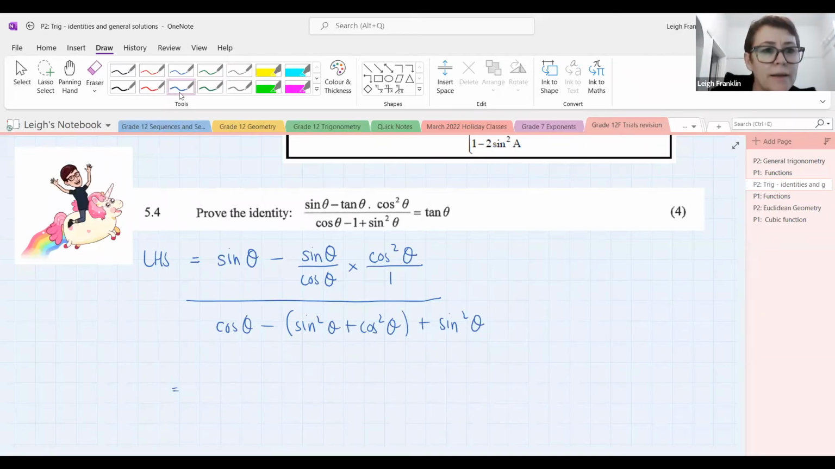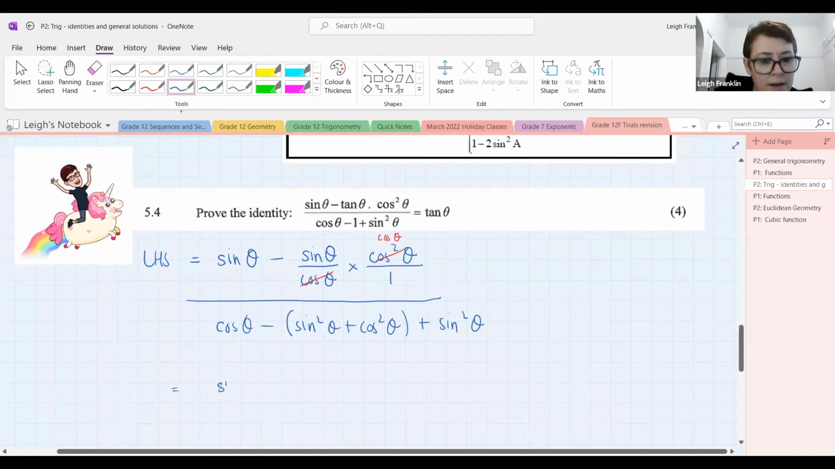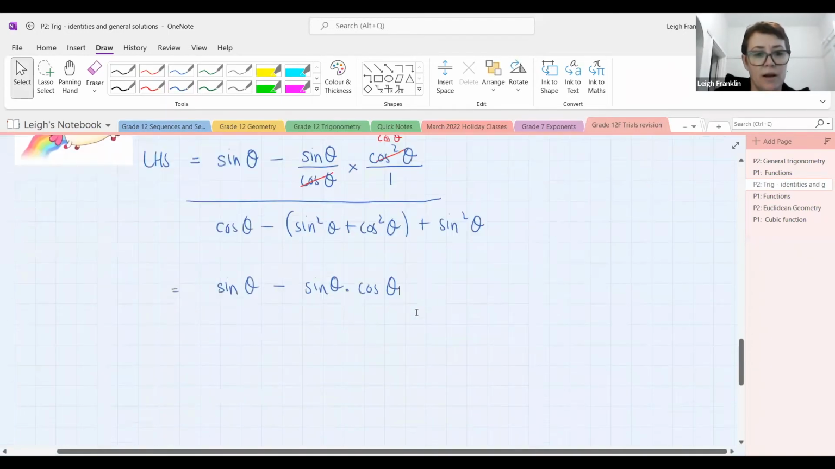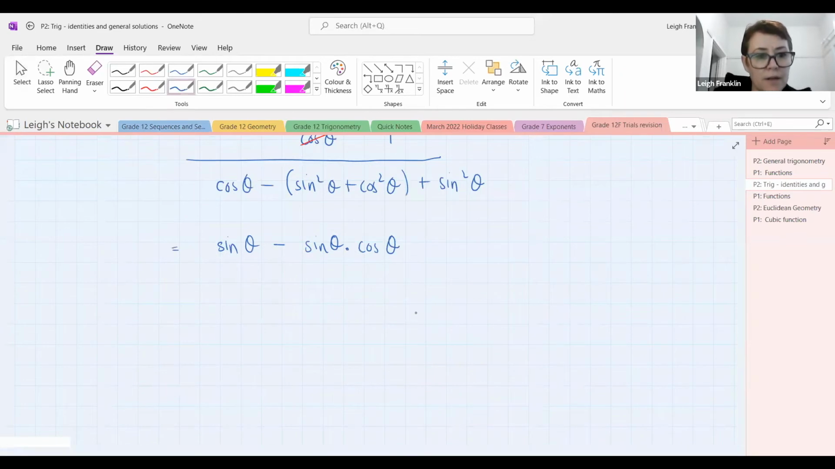So here in the numerator, I can see I'm multiplying on this side over here. Within this term, I'm multiplying. So I'm allowed to cancel something at the bottom with something at the top. Okay, so cos theta goes into cos squared theta, cos theta number of times. So at the top, I'm now left with sine theta minus sine theta times cos theta, which I know I can factorize by taking out a highest common factor of sine theta.